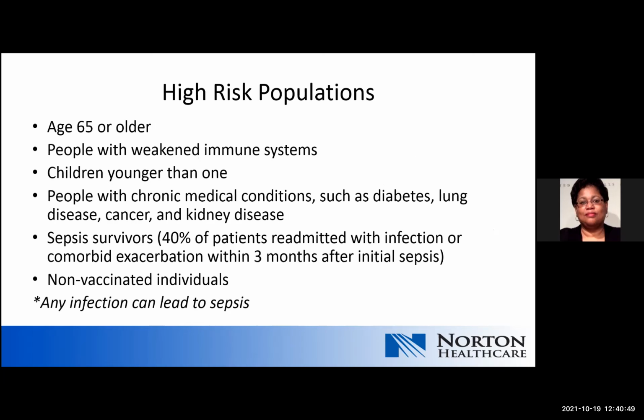So kind of switching gears now, we've talked about the core measure. We've talked about walking through that 3 and 6 hour bundle component all the way from identification through treatment in that acute phase. Who are our high-risk patients? What populations do we really need to be focused on? There's quite a few of them.